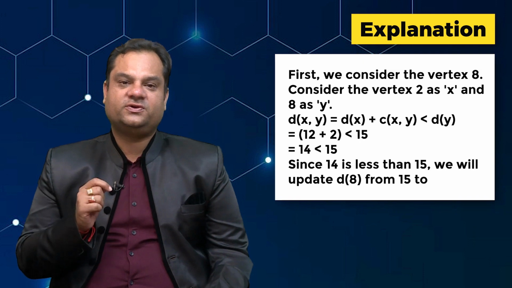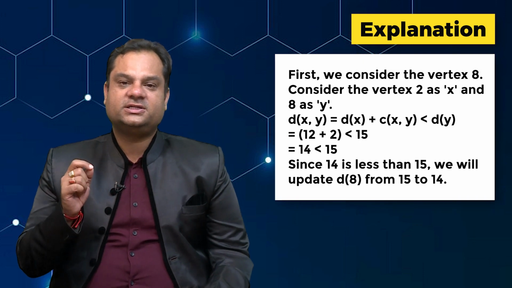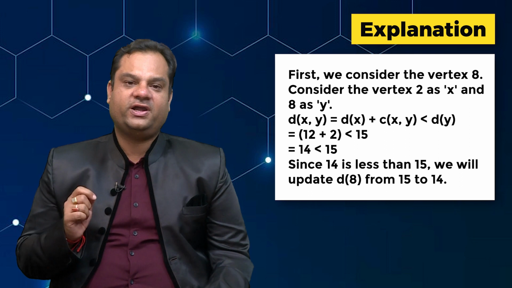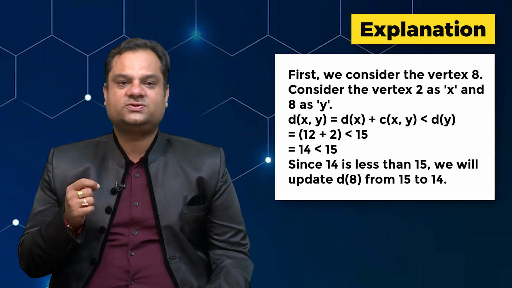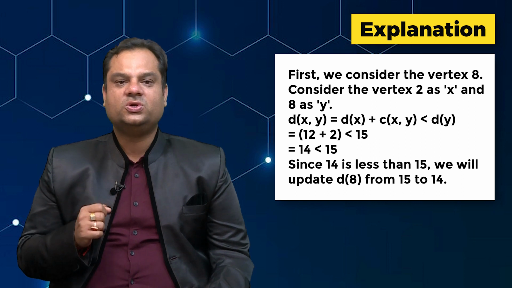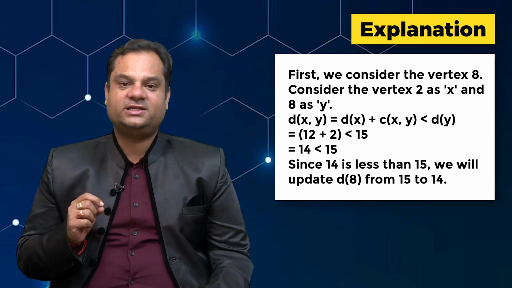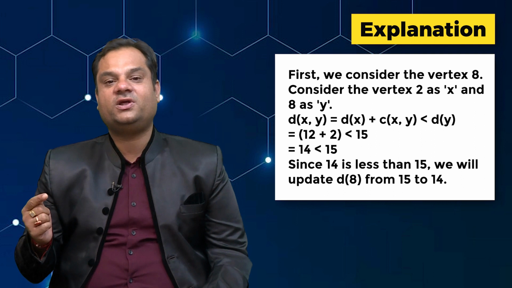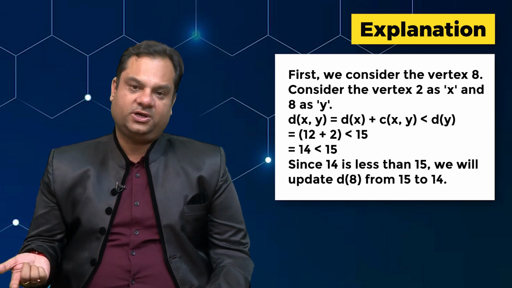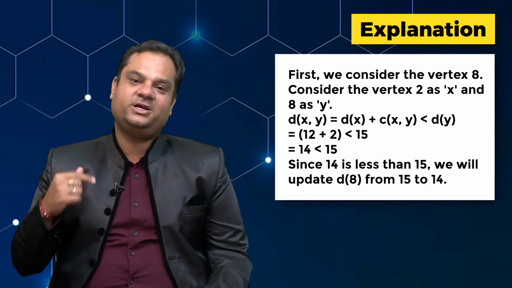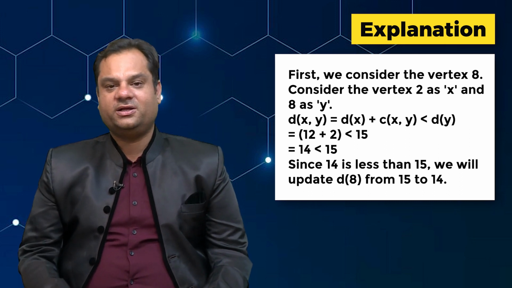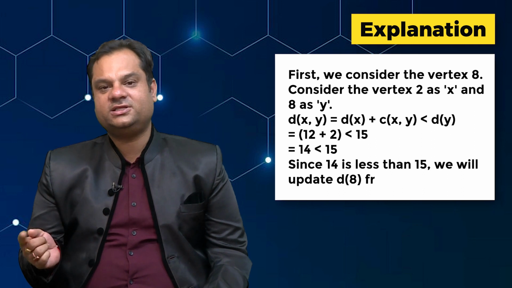First we consider vertex 8. Consider 2 as the x node and 8 as the y node. With the same formula, d of x is 12 and c of xy is 2. The new value is 14, which is less than 15, so we will update d of 8 from 15 to 14. If the distance changes, you can update to the new value if the new value is less than the old value.